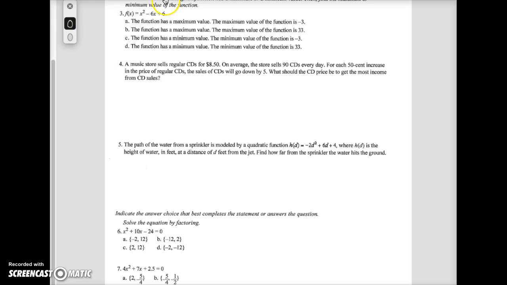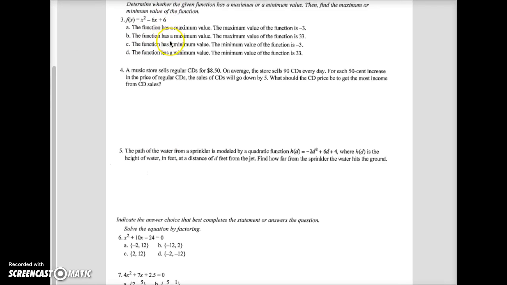Question 3 says that we need to, let me pull the window up a little bit, determine whether the given function has a maximum or minimum value, and then find the maximum or minimum value of the function. So right away, again, you look at a. A is positive this time, which means that the graph is going to face up. It's going to look something like this. So I know that this point would be the minimum value. So I can rule out any option that says maximum. So I can rule out A and I can rule out B. So I know it has to either be C or D.